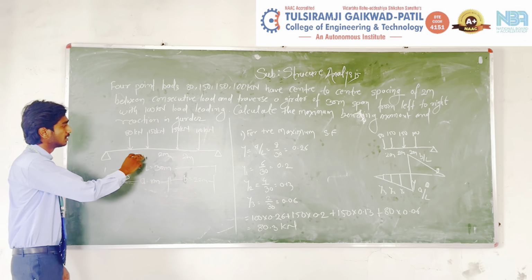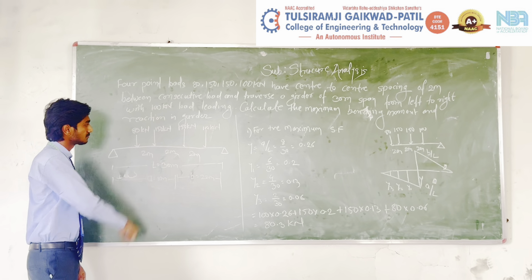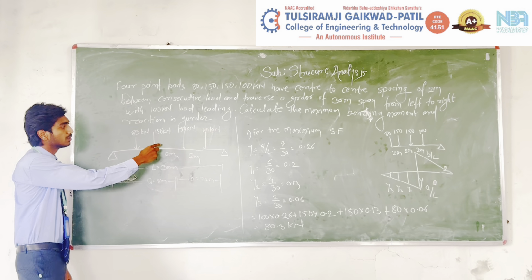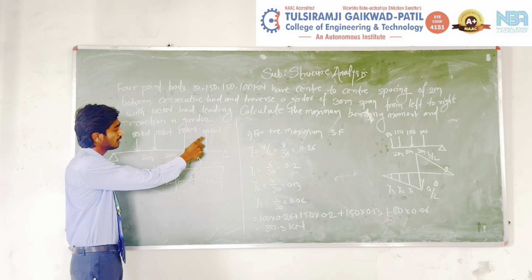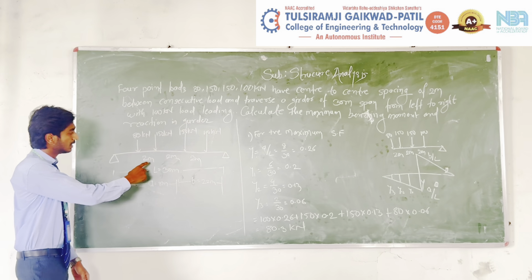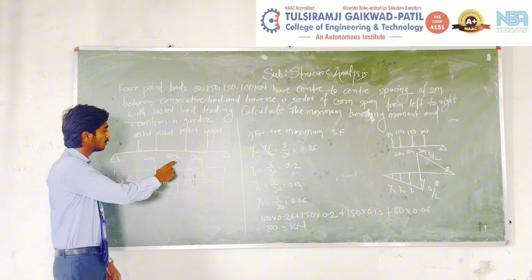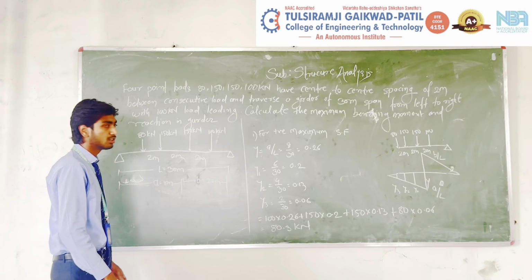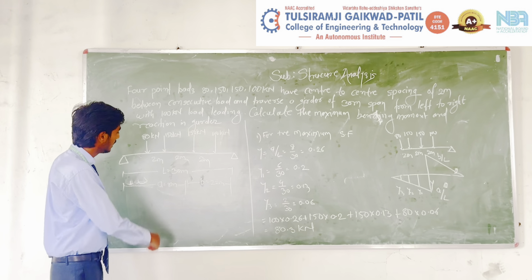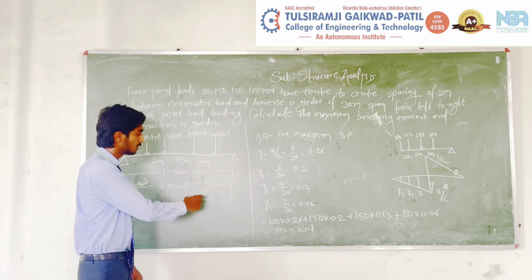There are four forces acting on this: 80 kilonewton, 150 kilonewton, 150 kilonewton and 100 kilonewton. The distance between these forces is 2 meter, 2 meter and 2 meter. The length is 30 meter and A is equal to 8 meter and B is equal to 22 meter.